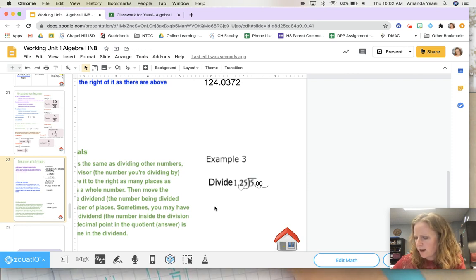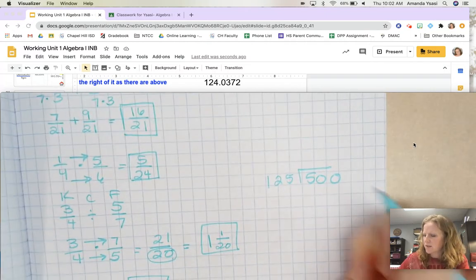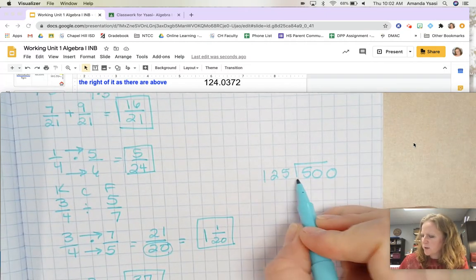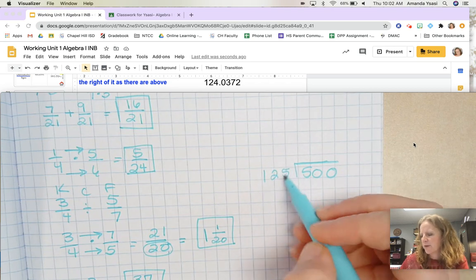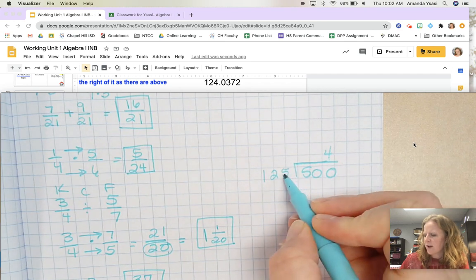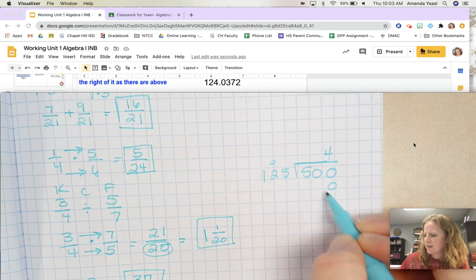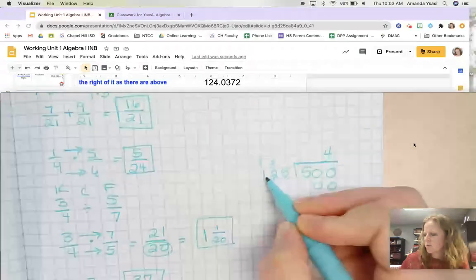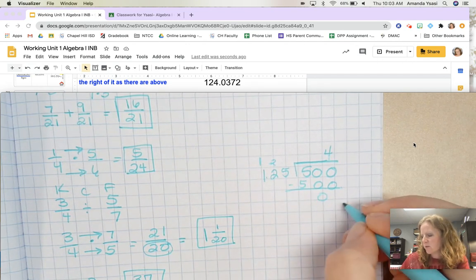So 125 into 500, because we already moved that decimal. So we know it's not 5, because 100 times 5 is 500, but you forgot about the 25s. So let's try 4. 4 times 5 is 20. 4 times 2 is 8, 9, 10. Carry the 1. 4 times 1 is 4 plus 1 more is 500. And so it goes into it evenly, so 4 is our answer.